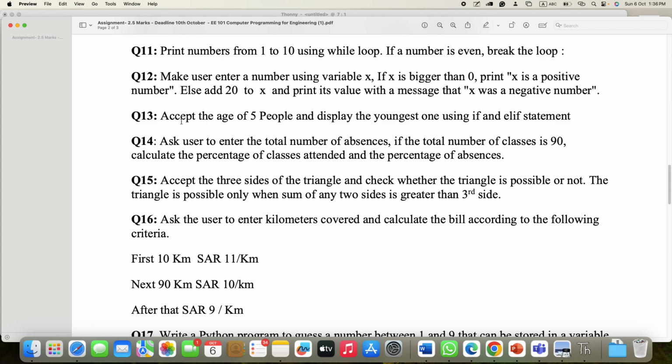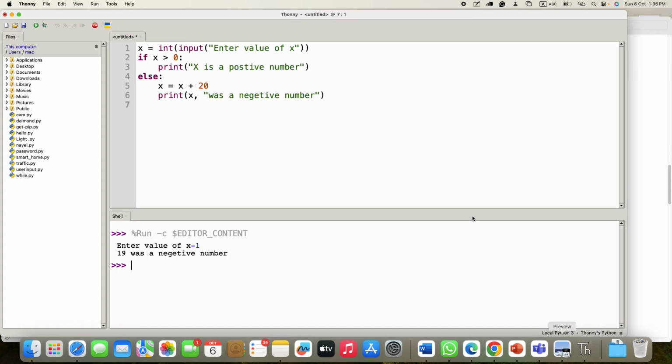Now, we're going to do question number 13. Accept the age of 5 people and display the youngest one using if and else, right? So you take the values of 5 people and what you do is find the youngest one, right? Now you must be thinking I'm crazy, making this video longer for no reason, but sometimes you have to repeat the question as well.